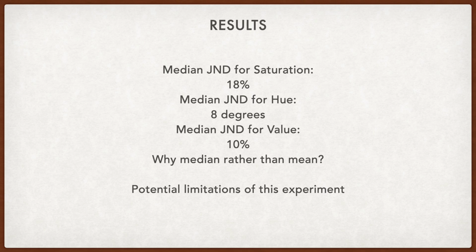The median JND for saturation was a change of 18%, the median JND for hue was a change of 8 degrees, and the median JND for value was a change of 10%. In displaying my results, I decided to use median rather than mean because there were a couple outlier data points which would have dramatically skewed the mean.